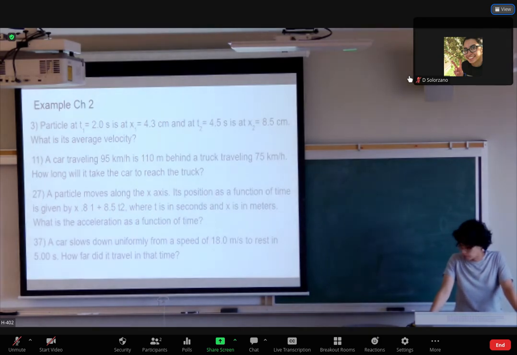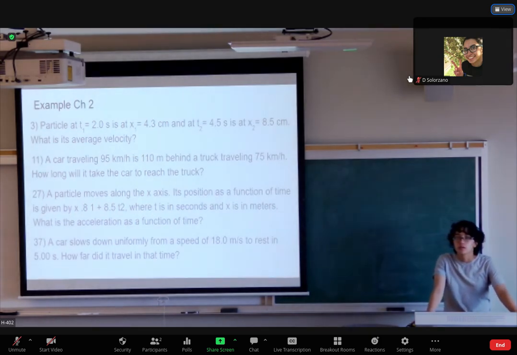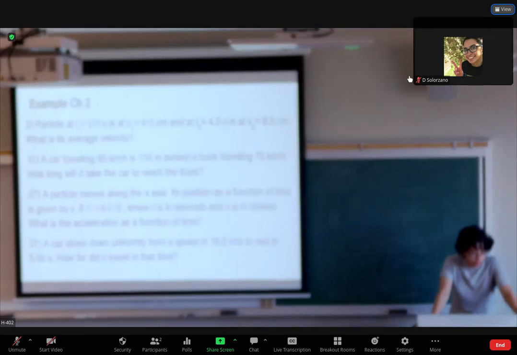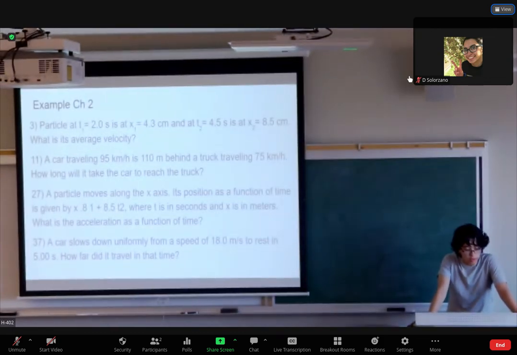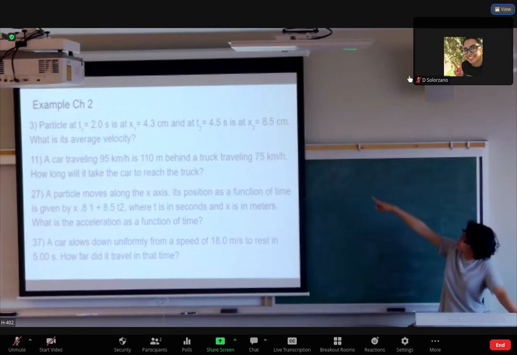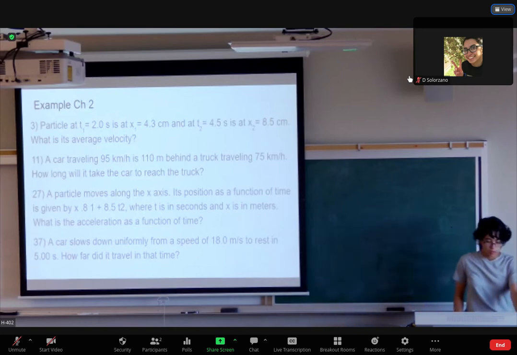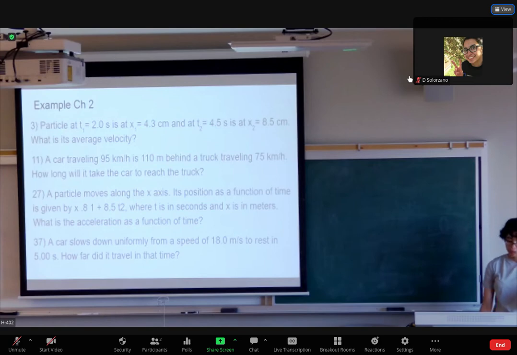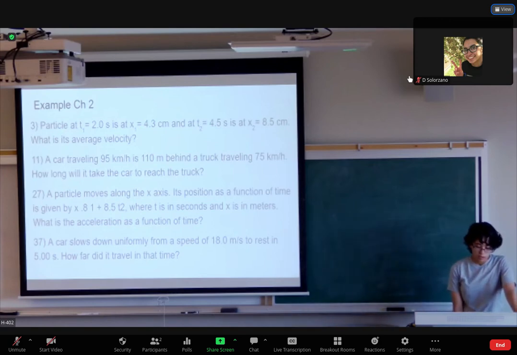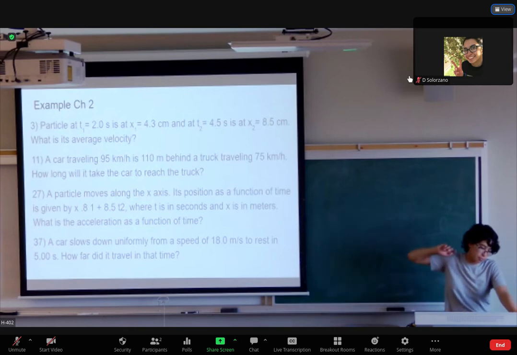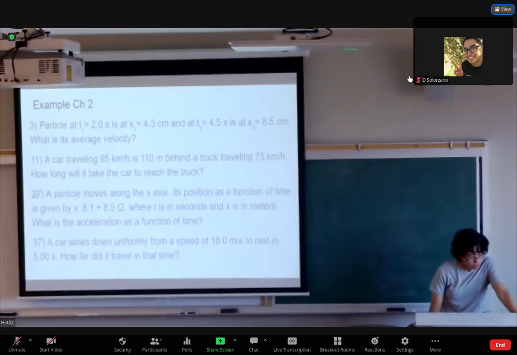And then the other three, we probably don't have time for all three of them. Yeah, we have like 10 minutes. Car traveling is a lot like number 11. That's the 11th in your textbook. That one's a lot like the police car chase that you guys did today. Particle moving along the x-axis, that's number 27 I'm talking about. This one is given by an x equation that apparently copying and pasting didn't do well for.